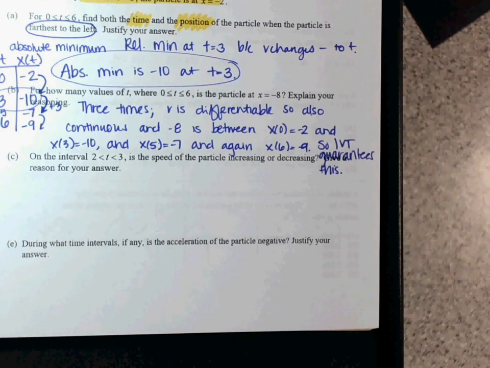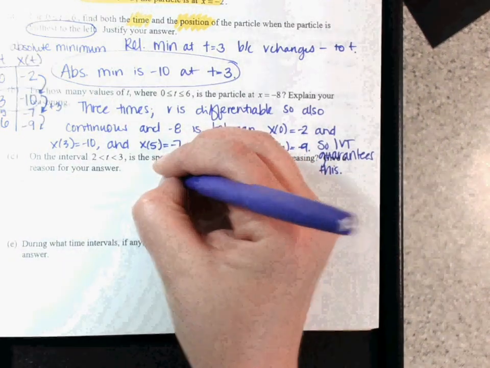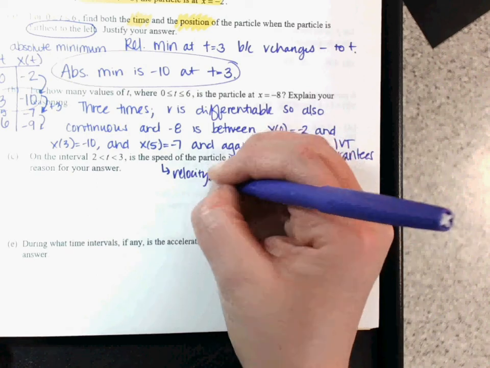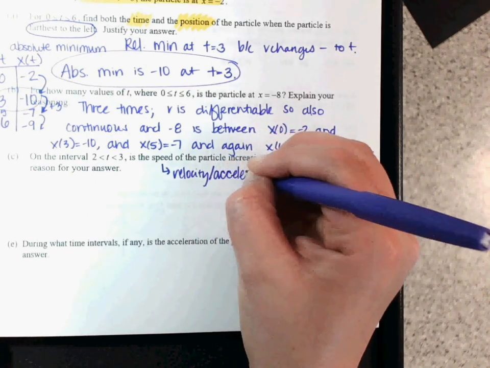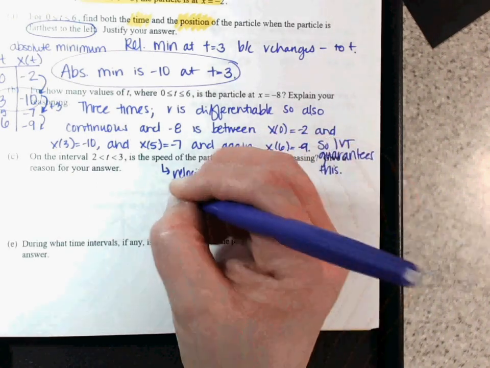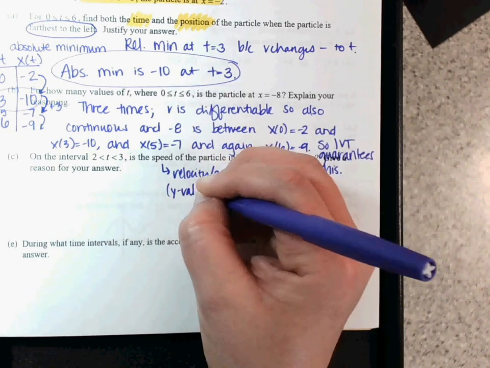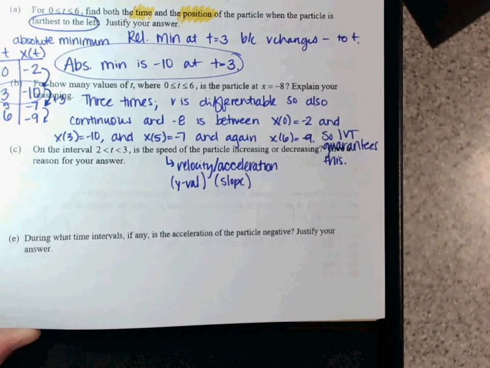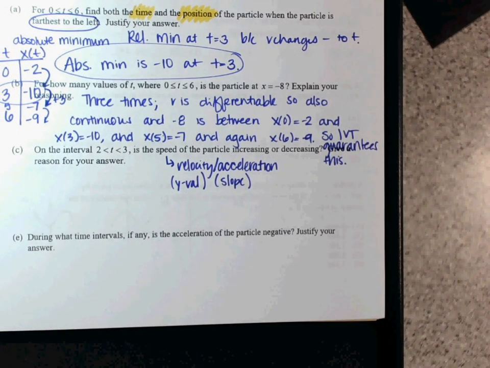We covered speed, I think, maybe last week. How do you tell if the speed is increasing or decreasing? What has to be true? Velocity and acceleration. Good. Now, velocity and acceleration are both in this graph. Velocity is the y value, and then acceleration is the slope. Now, remember that they can both be positive, but they can also both be negative.